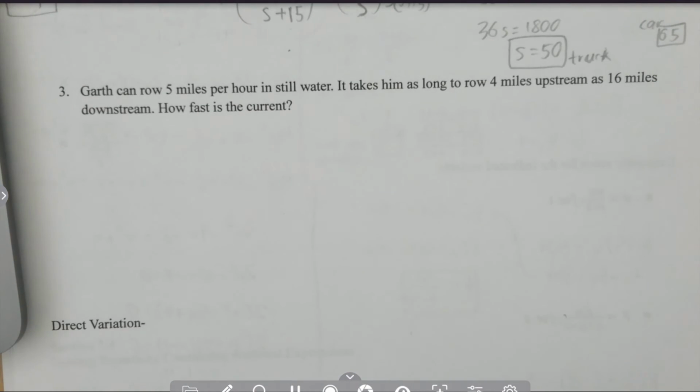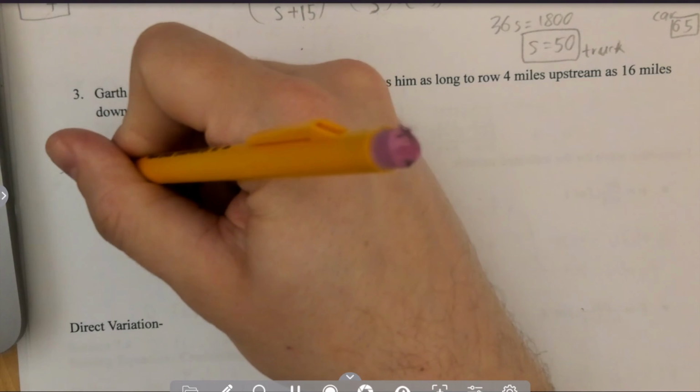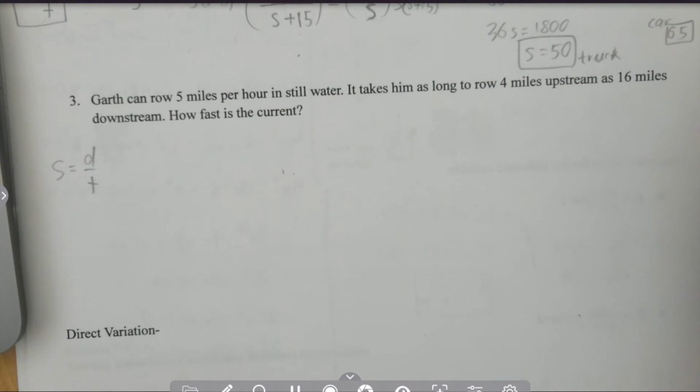Let's see how the second problem goes. Garth can row 5 miles per hour in still water. It takes him as long to row 4 miles upstream as 16 miles downstream. How fast is the current? So something tells me this is another distance over time problem. And so we know that Garth's speed is just, well, 5.